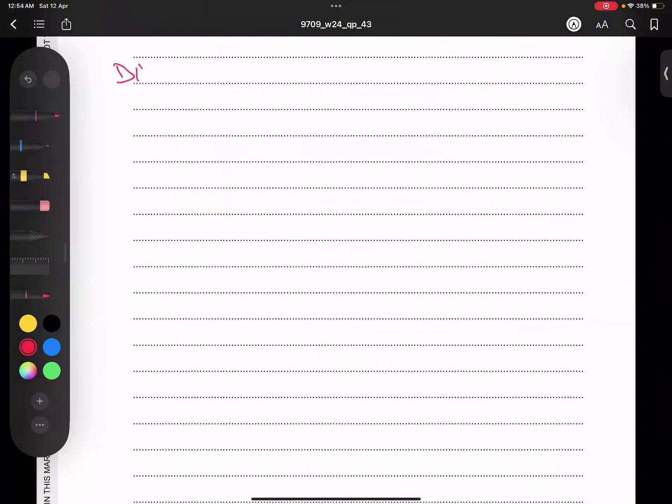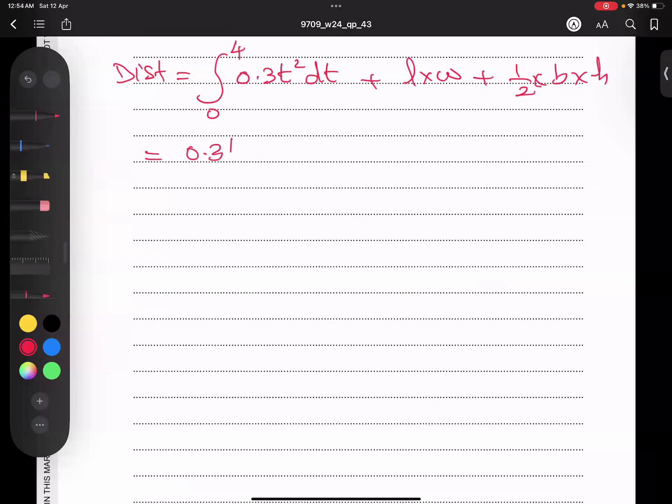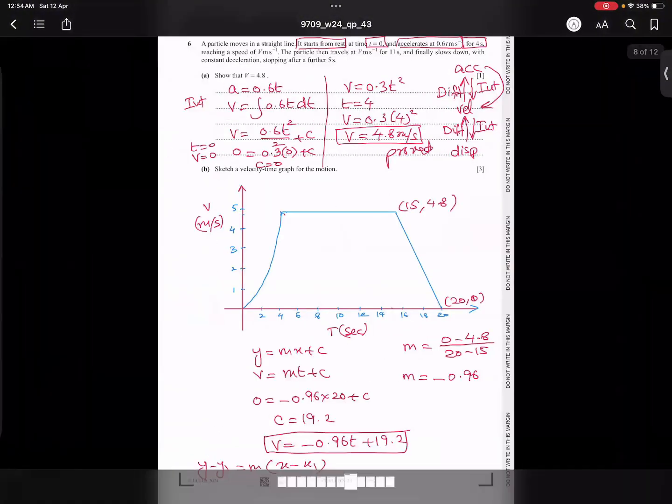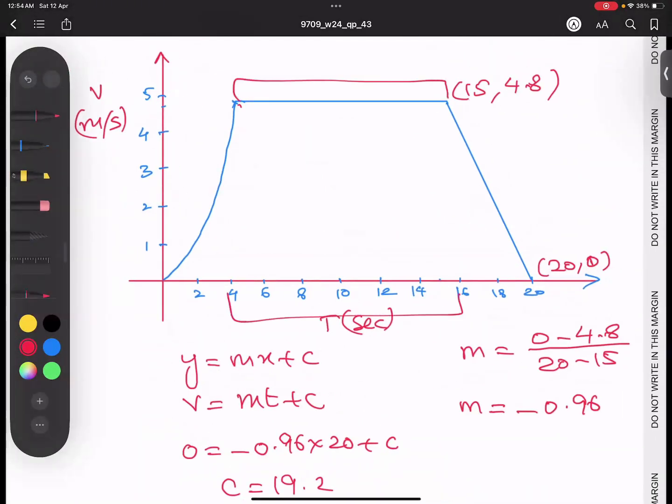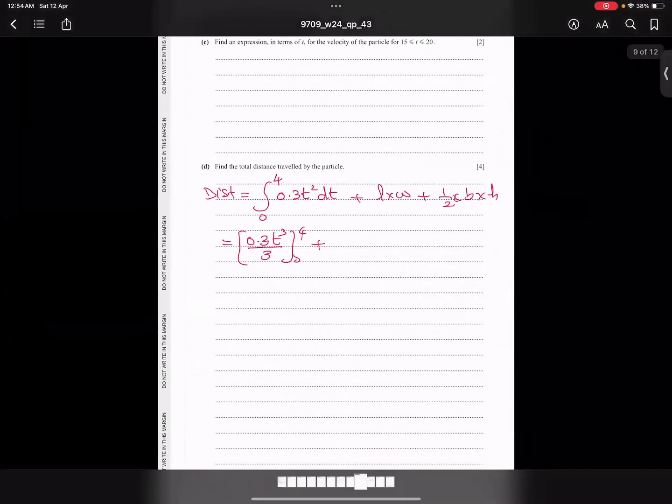So distance turns out to be the integral of 0.3 t squared dt from 0 to 4. And then we have length times width, and for the last triangle, half times base times height. For the integral, increase the power by 1 and divide by the same, and I get 0 to 4. And here, length times width, go back and check the values. So not a hard job. This is 11, as he said, 11 seconds, and this is actually 4.8. So this becomes 11 times 4.8.